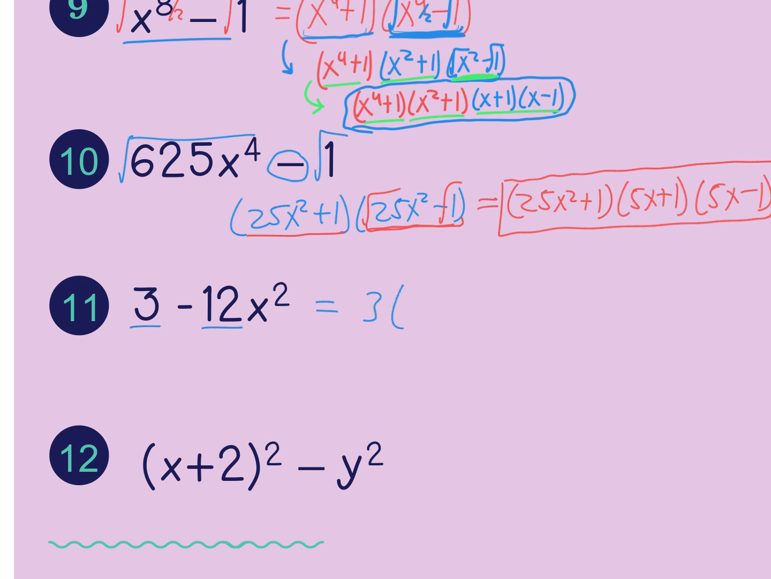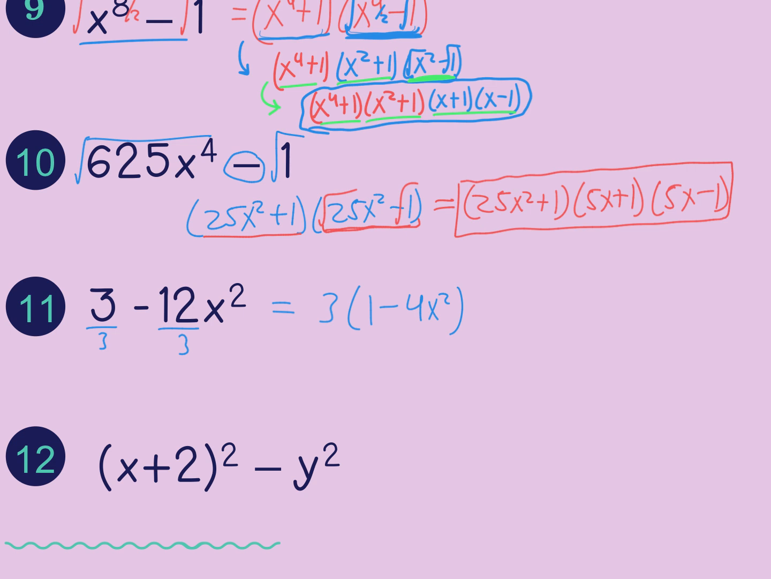If I take out the 3, I'm left with a 1 minus 4x squared, right? Divide everything by 3. Now the inside of your parentheses becomes a difference of squares. So I can square root the first, square root the second. I get a 1 plus 2x and a 1 minus 2x. And then don't forget about that 3 on the outside.